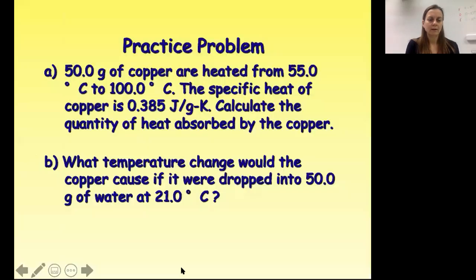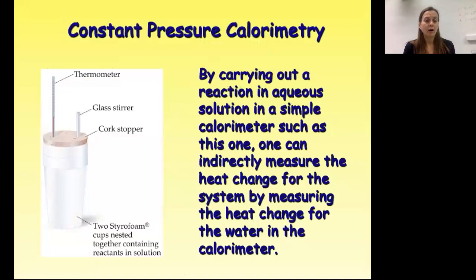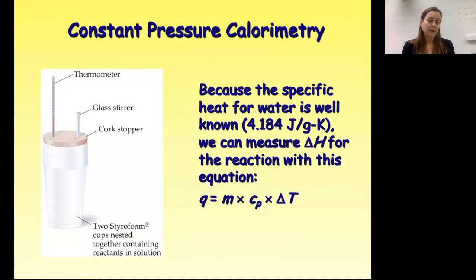Okay, so back to calorimetry. We're almost done with this section. Okay, so the calorimeter itself. We've talked about you can either have a coffee cup calorimeter. This is a simple calorimeter. We're indirectly measuring the heat change for the system by measuring the heat change for the water in the calorimeter. We can use that equation Q equals mCp delta T, or Q equals mC delta T.